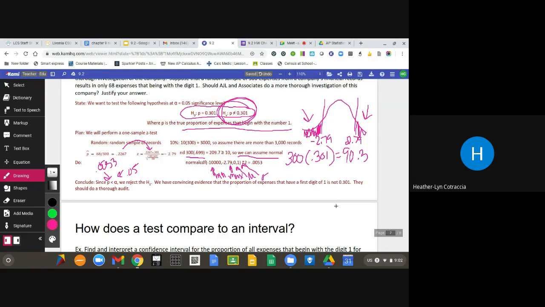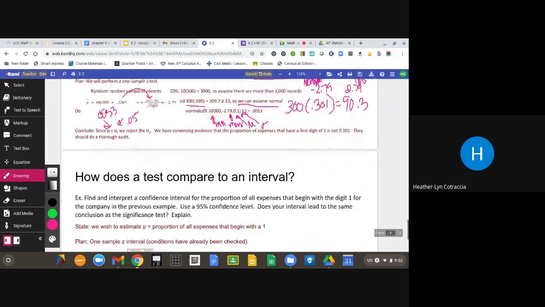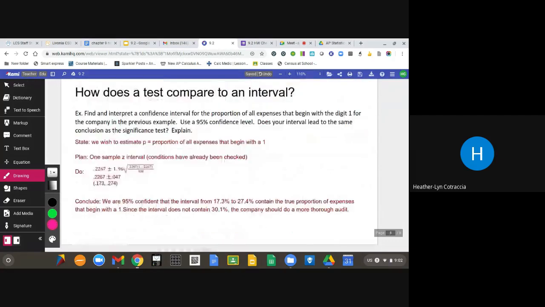Now, circling back around, I know this is kind of a long one, but we've got a lot going on right now. What I did on this one, you can probably just read through it a little bit, is the same question, but I just did an interval instead of a hypothesis test. They should tell you the same thing. The difference is a test tells you whether a value is plausible, and a confidence interval gives you a range of plausible values. So a little bit more data, I think, comes from a confidence interval.